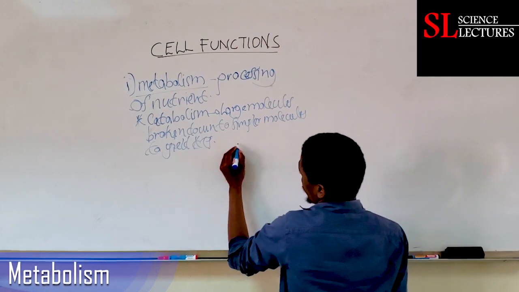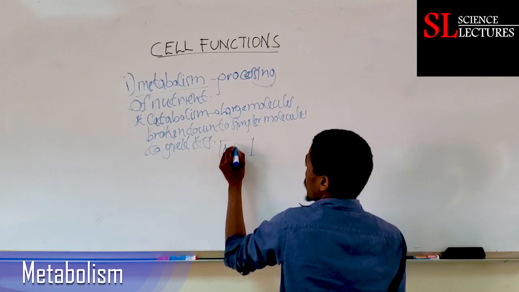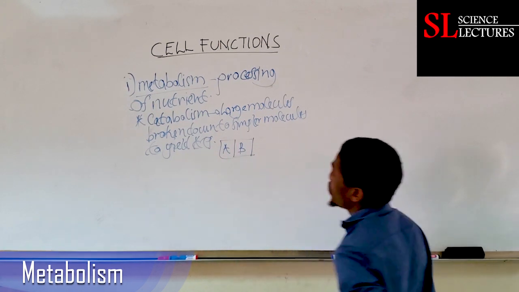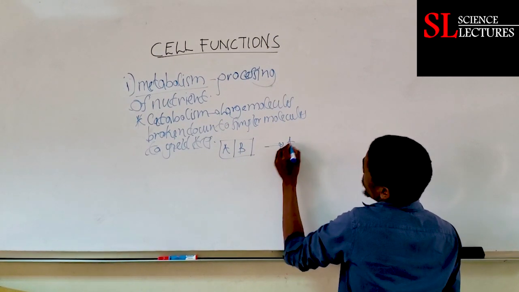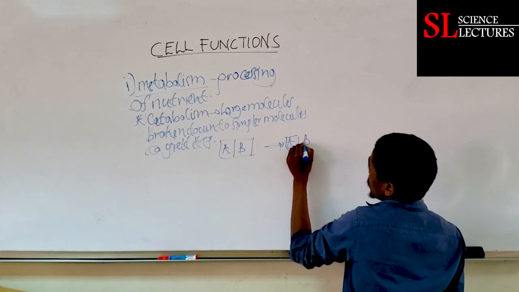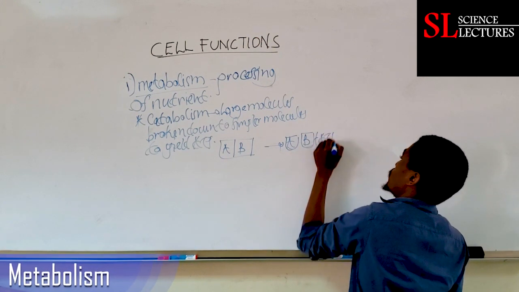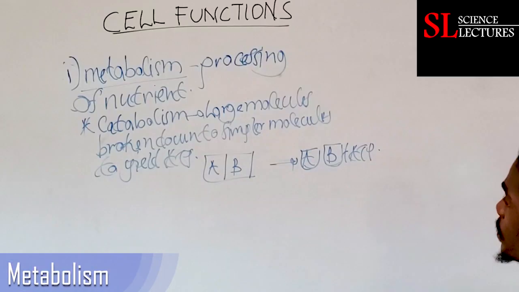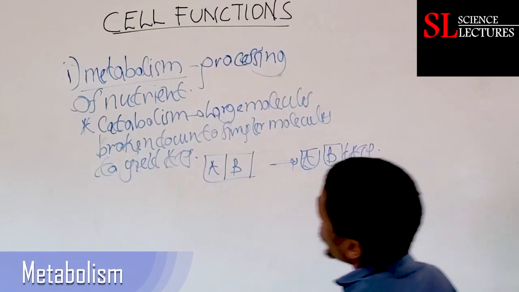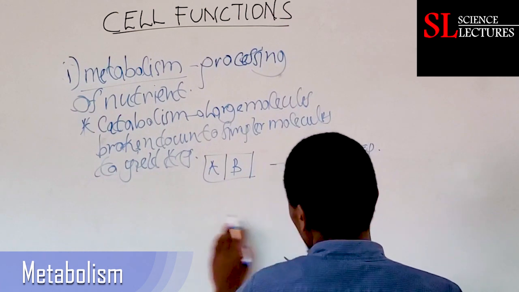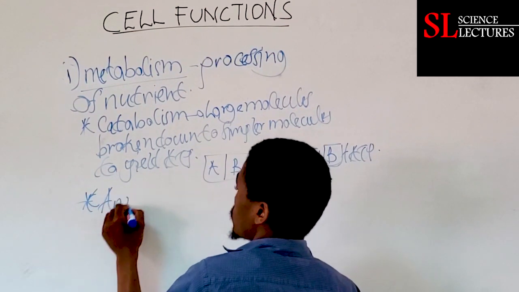So in other words, we are having a large molecule. Let's say this molecule is AB. Then catabolism will break or split this molecule to form simpler molecules, and energy in form of ATP will be released. So that is how catabolism is very important in the body. But we also have another form of metabolism, and that is anabolism.